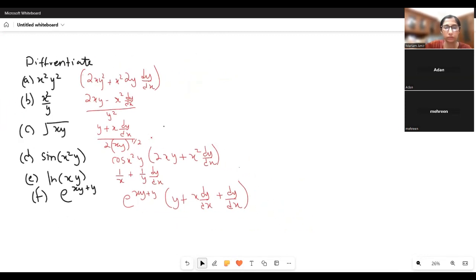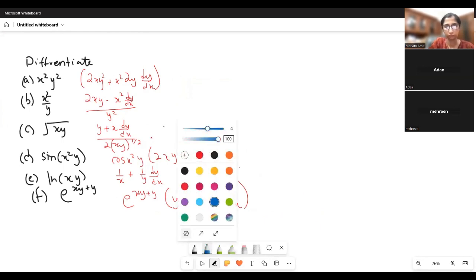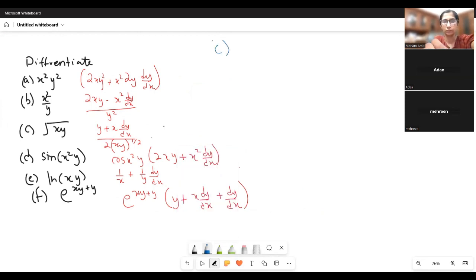Okay, C is, I am writing xy power half. Okay, so power rule, starting with power rule, because there's a power on the entire function. So bring the power down, half, and then xy power half minus 1, which is minus half, times the derivative of xy.